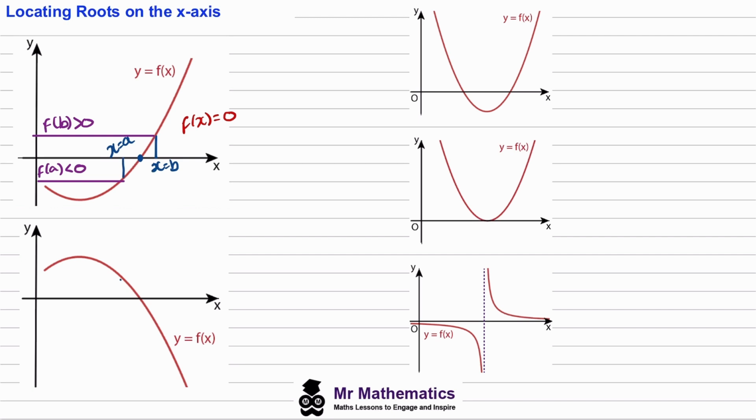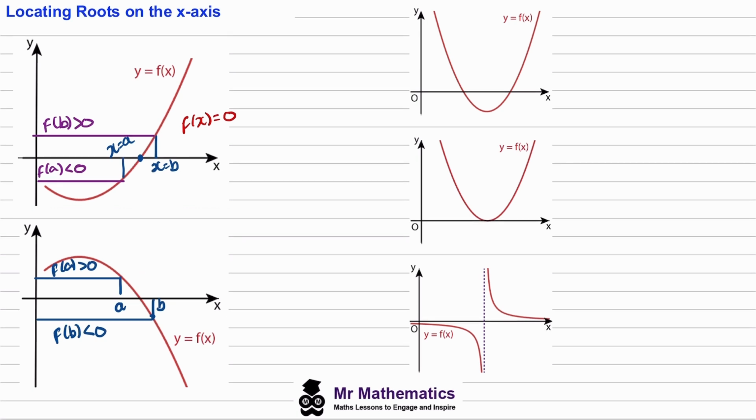If we pick this point, when x equals a, you can see that f of a, this time is greater than 0. And if we pick this point, when x equals b, you can see that f of b, this time is less than 0. So we've got a positive solution at x equals a, a negative solution at x equals b. So again, we've got a change in sign. And you can see that the graph is continuous within that range. So we can say there must be at least one root when f of x equals 0.